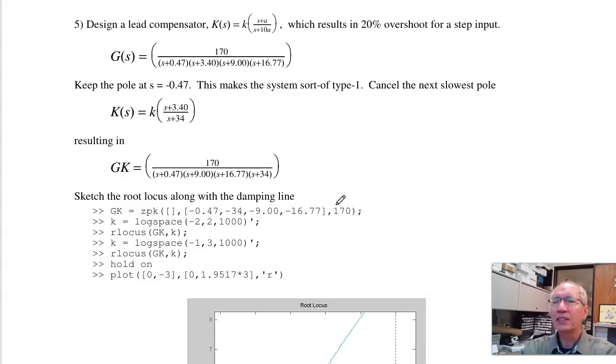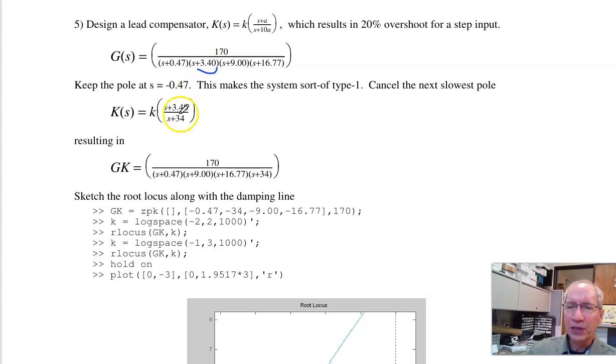Problem 5 is design a lead compensator that gives me 20% overshoot. So there's kind of 2 camps on this. I either cancel the slowest pole or the next slowest one. You actually want to cancel the next slowest one. This is the pole closest to the origin. That keeps the steady state error small. It's as close as I can get to an integrator for this problem. So keep the slowest pole. Cancel the next slowest one.